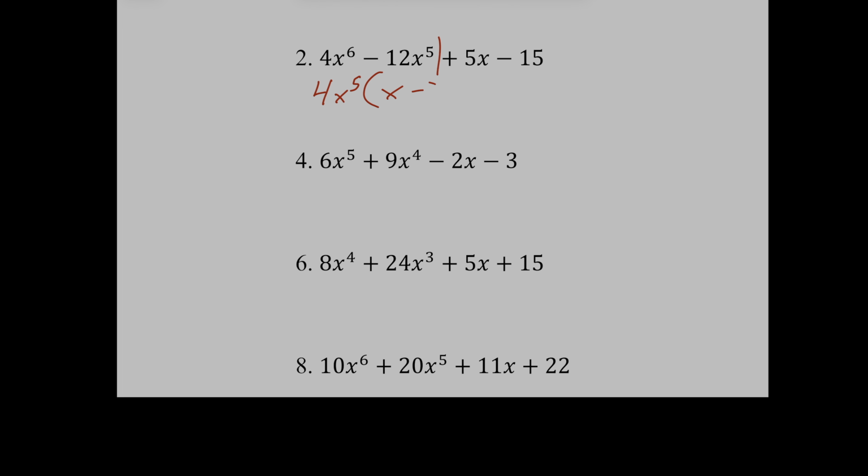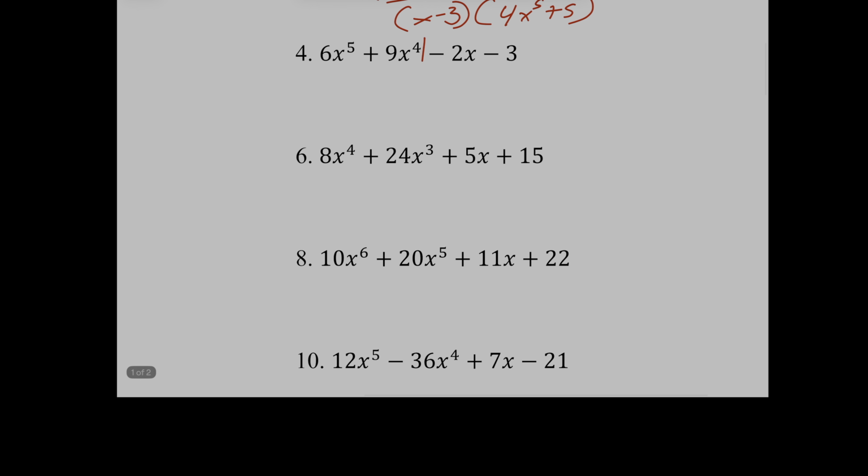So I'm going to go x minus 3 right here, and I'm going to pull out a positive 5, and I'm left with an x minus 3. And look, they're the same. x minus 3, and what's left over here, 4x to the fifth plus 5. Cool.